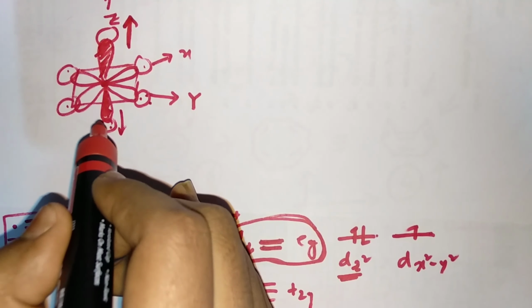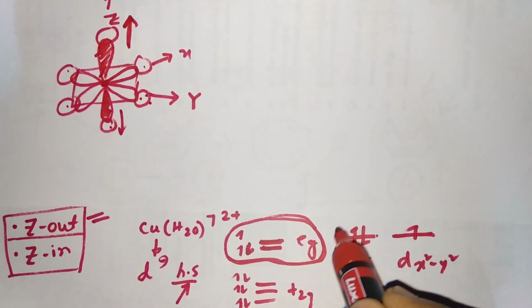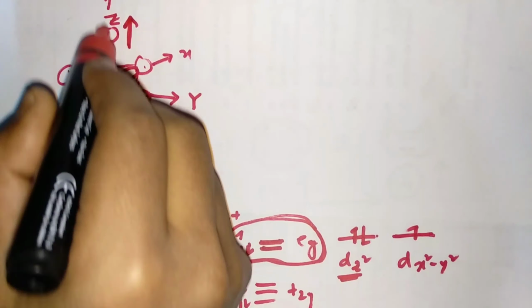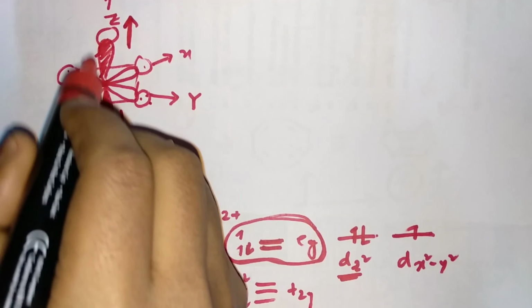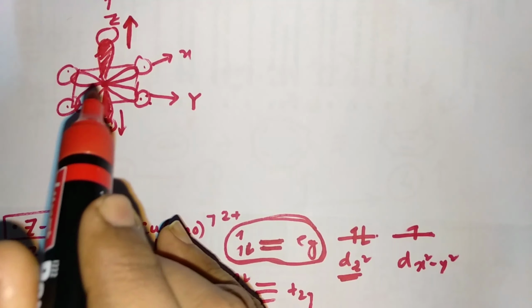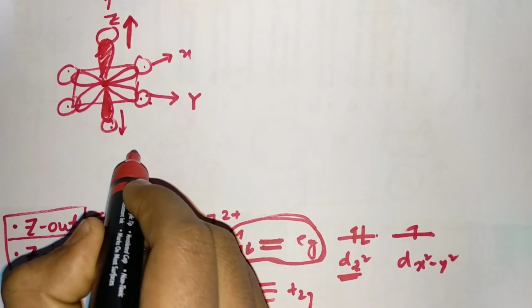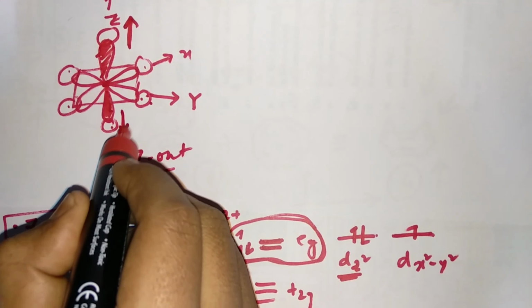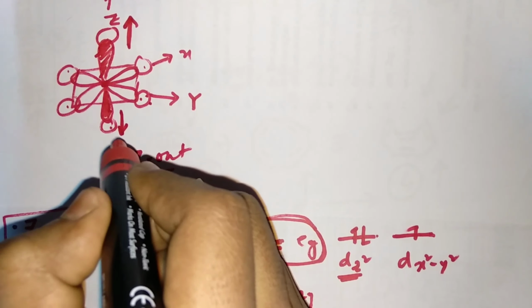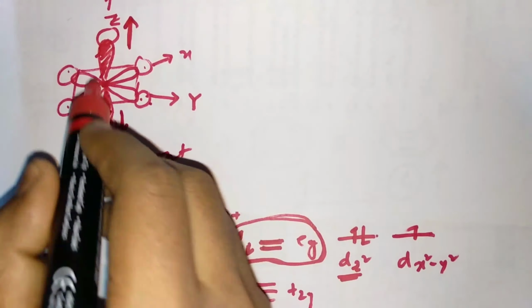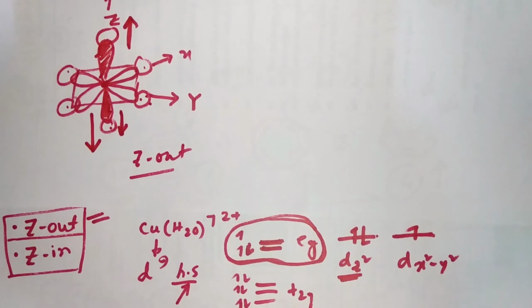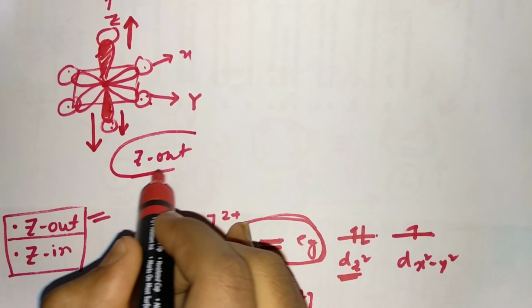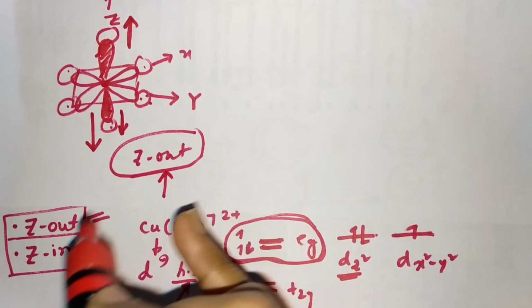But due to negative charge repulsion in the dz square orbital, along the axial bond, the axial bond length will increase, and that is why it will show Z out. Z out means the Z orbital goes towards the out. Out means it will increase the bond length, the axial bond length. And that's why I am calling this Z out distortion.